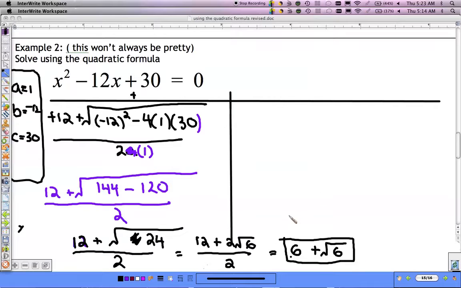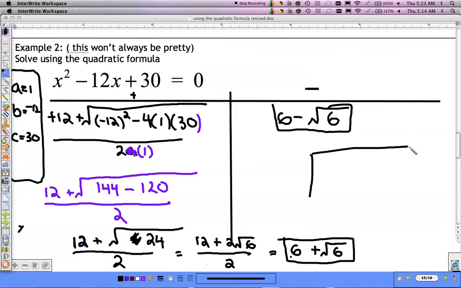And when we do the negative case, everything else is going to work out exactly the same way. Everything inside the radical is going to work out the same way, but the only difference is that we're going to have a minus instead of the plus. So the answer for the negative side is going to be 6 minus the square root of 6. So you might see your answer written as both of these, but the other way you'll see the answer is 6 plus or minus radical 6.